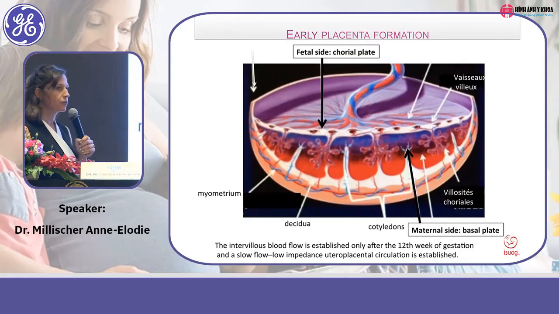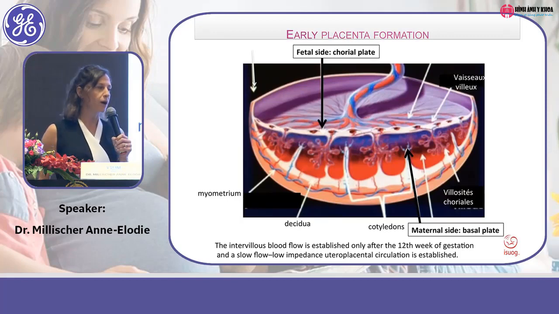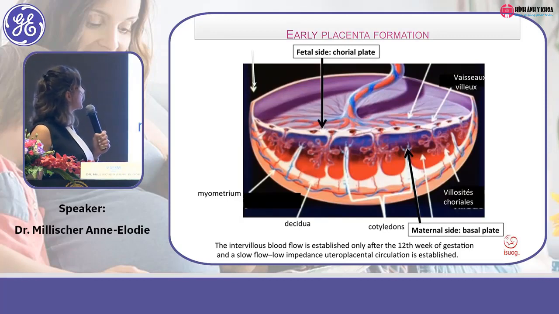So there are two main parts of the placenta: the chorionic plate, which is the fetal side, and the maternal side, which is called the basal plate.